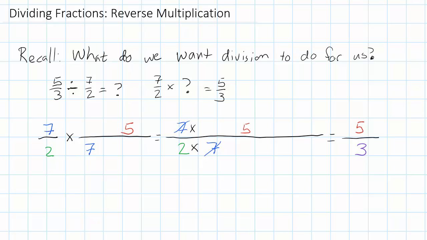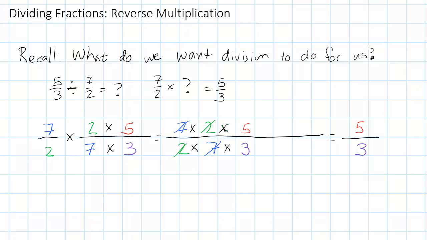Alright, now my numerator is what I want it to be. I'm going to follow the same line of reasoning for my denominator. 2 is not a factor of 3, so the 2 must have canceled out somewhere. 2 in the numerator must have come from somewhere. It must have come from the numerator of my unknown fraction. And I need to get a 3 in my denominator. That 3 must have come from somewhere. It must have come from the denominator of my unknown fraction.